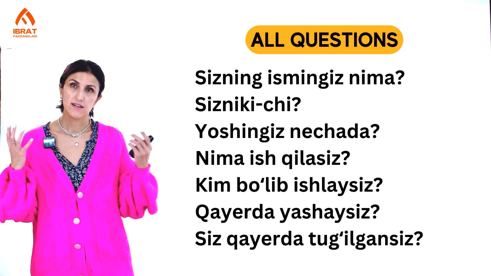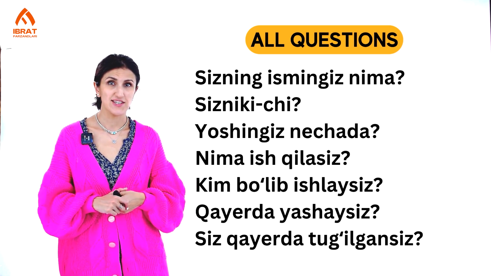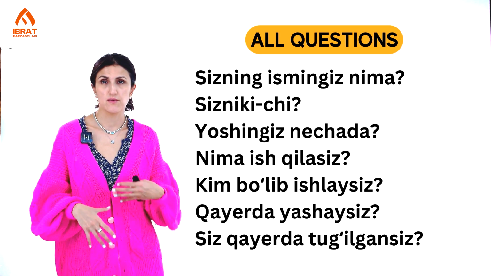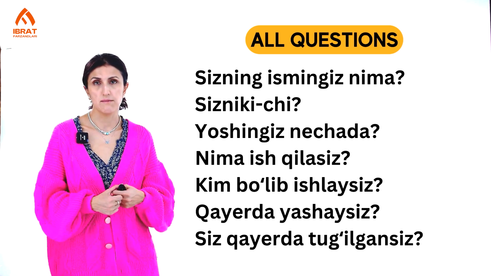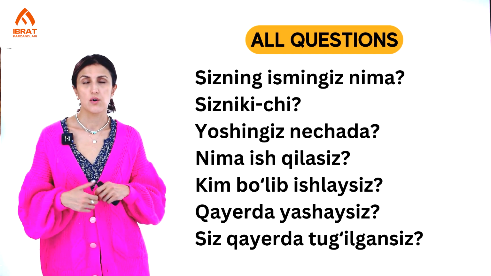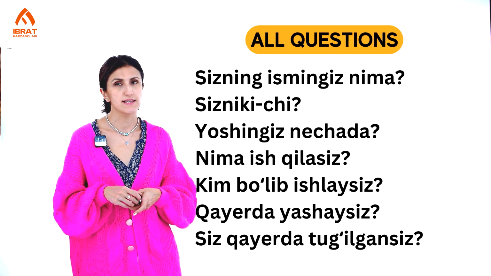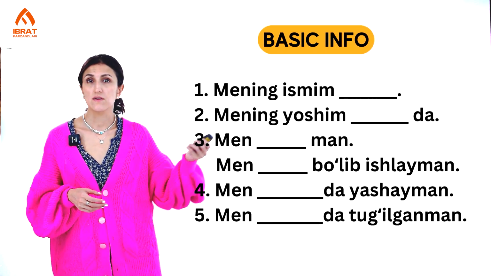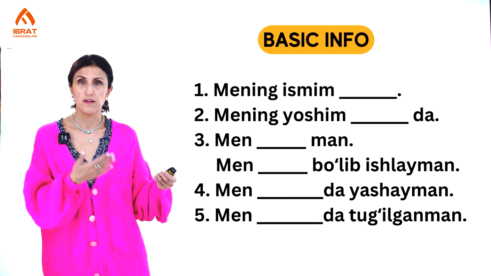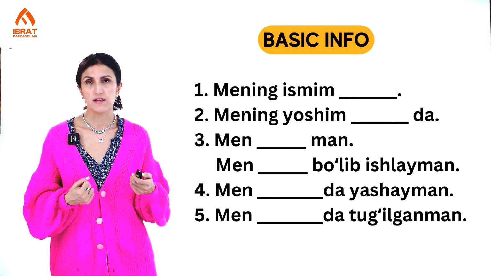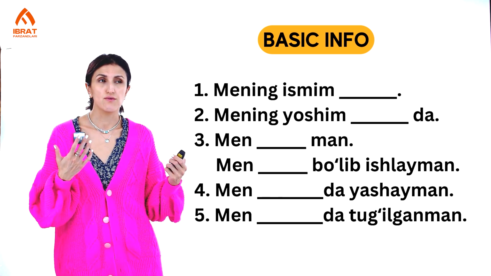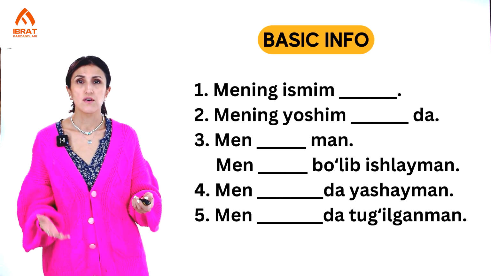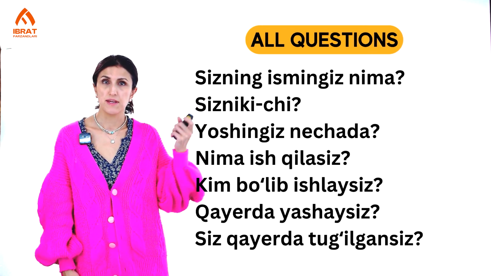Qayerda yashaysiz? Where do you live? Men Toshkentda yashayman. Men Uzbekistonda yashayman. So I can answer with country name or city name. Siz qayerda tug'ilgansiz? Where were you born? Men Samarqandda tug'ilganman. And here I was answering to these questions without looking here. But I know that you can be just quickly glancing and checking. You don't know these sentence structures by heart yet. So we can skip.